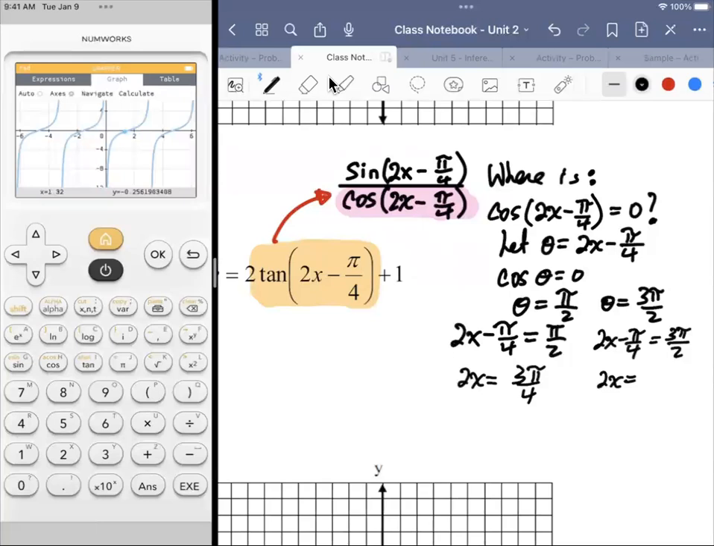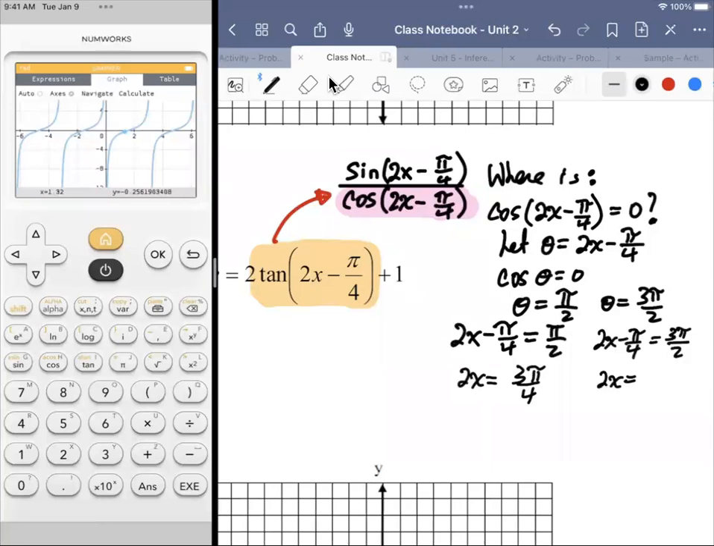Three pi over 2 is 1.5 pi. Pi over 4 is still 1/4 pi or 0.25 pi. If you put them together, you get 1.75 pi. Maybe you don't want to do it that way.